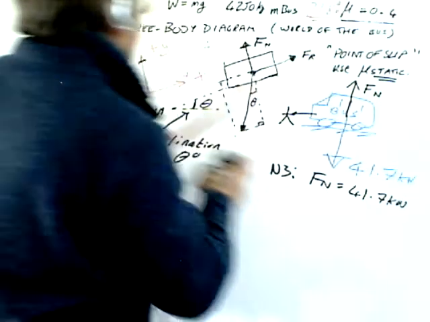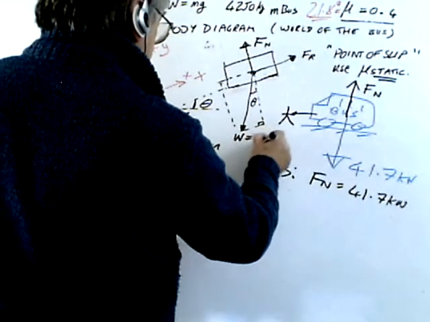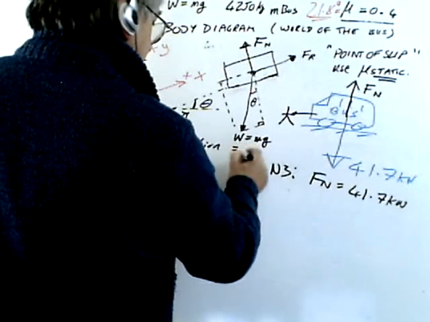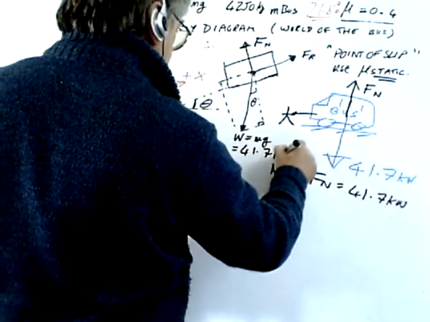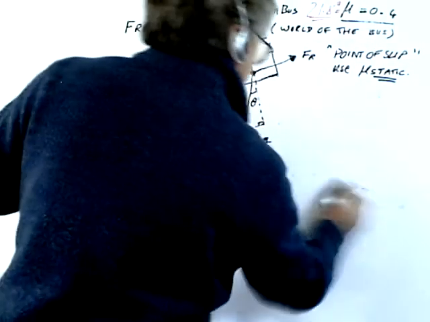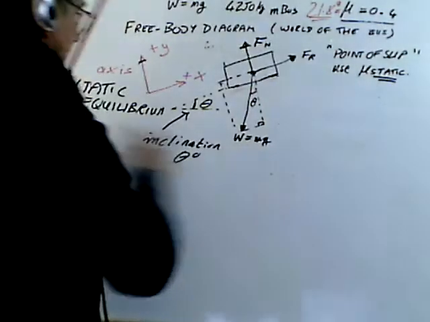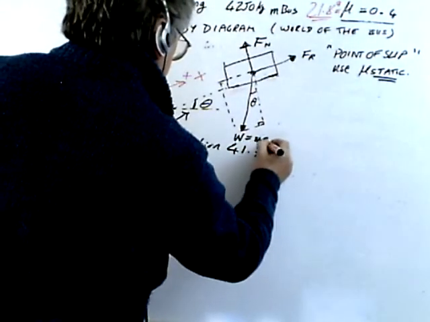So the weight, mg, is 41.7 kilonewtons. Sorry, I'll rewrite that. 41.7 kilonewtons. There you go.